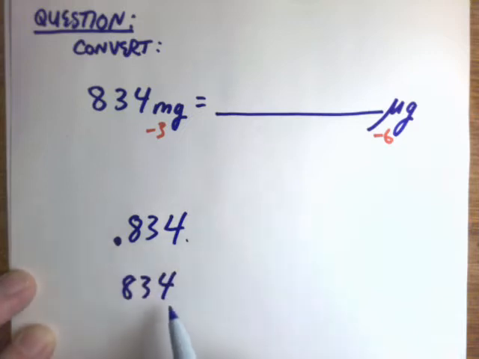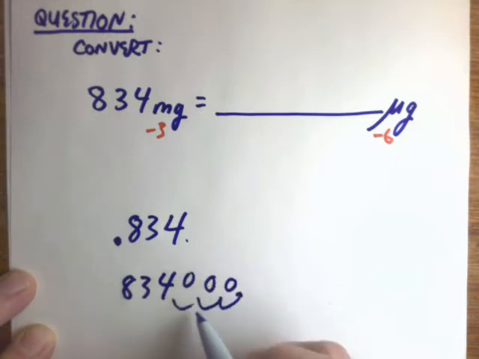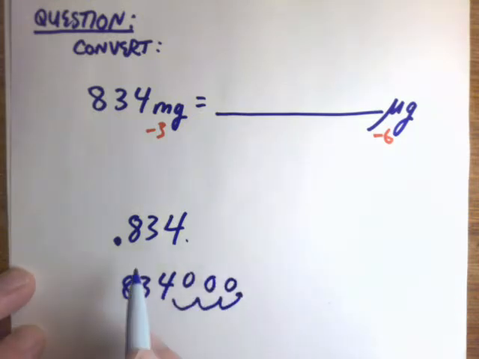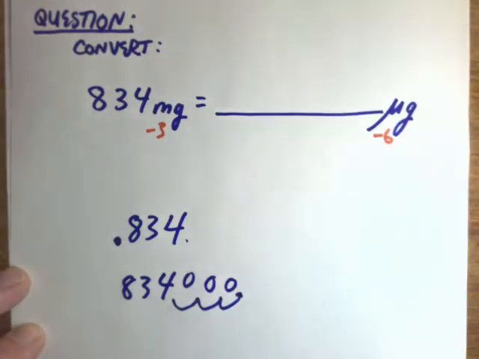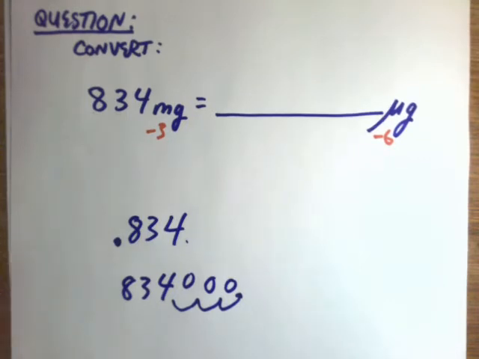If I have 834, I move to the right 3 places, 1, 2, 3. I'm going to fill in with zeros here. I get that number. One of these numbers is the correct answer. One of those numbers belongs right there, and the other one doesn't. I just have to decide which one. And of course, I don't want to guess. I want to actually decide based on some understanding of this.